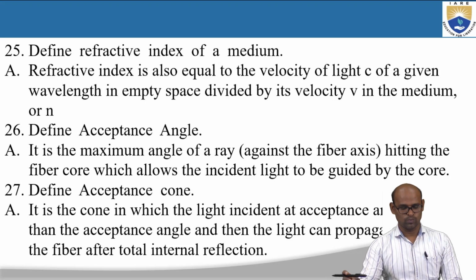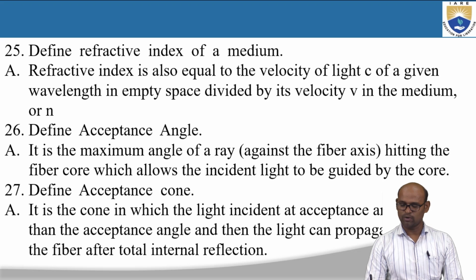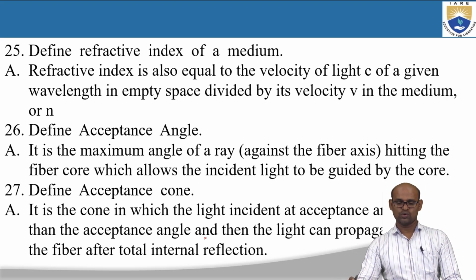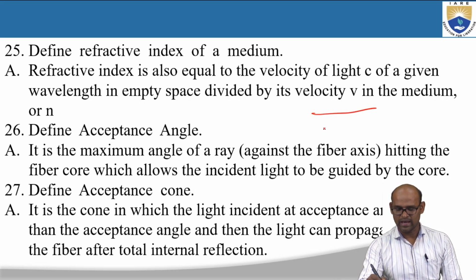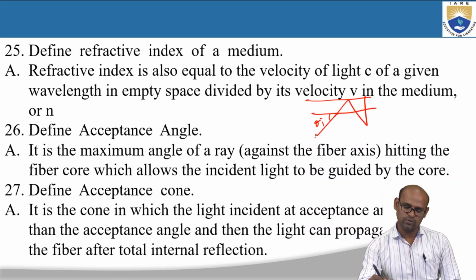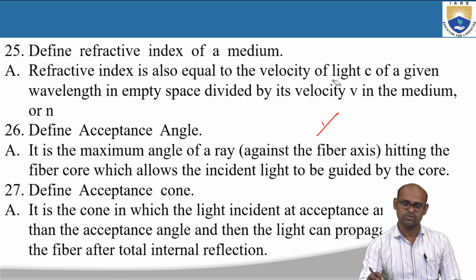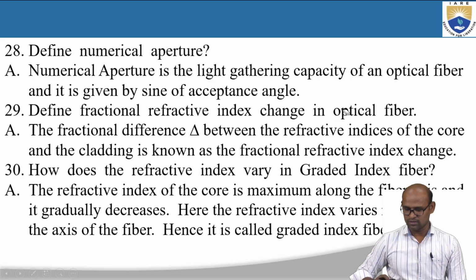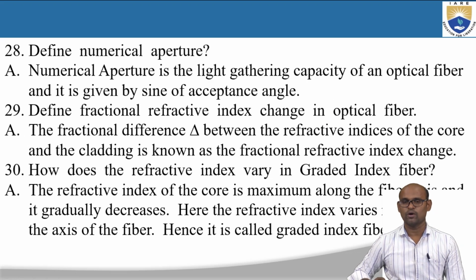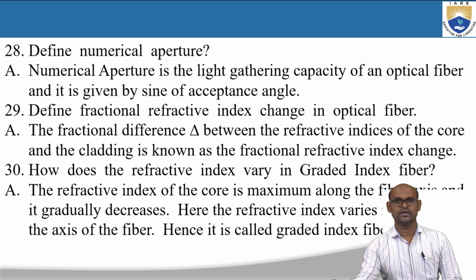Define acceptance cone. It is the cone within which light incident at angles less than the acceptance angle can propagate through the fiber by total internal reflection. So if you have acceptance angle theta i as the maximum angle by which light can have total internal reflection, then with core and cladding there will be a cone. If you rotate this angle about an axis, you will get a cone, and if you launch the light into the fiber within this cone, the light will propagate through the fiber by total internal reflection.